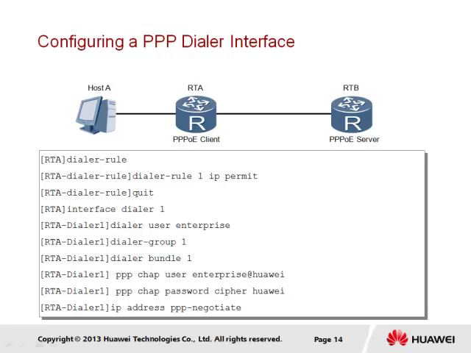A dialer bundle is then created that is used to take the dialer interface on which dialing parameters are set and allow physical interfaces to be dynamically bound to this dialer interface. We then implement authentication for the created dialer interface using CHAP, for which a user and password are defined, and implement the ip address ppp-negotiate command in order to enable the IPCP to obtain the IP address from the remote device, which in this case is RTB.